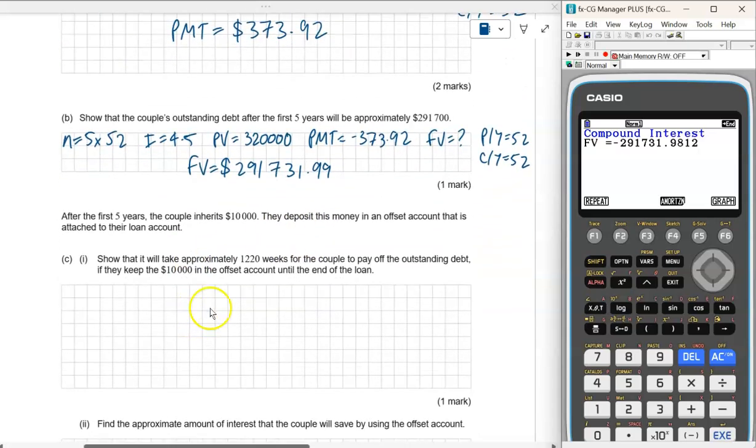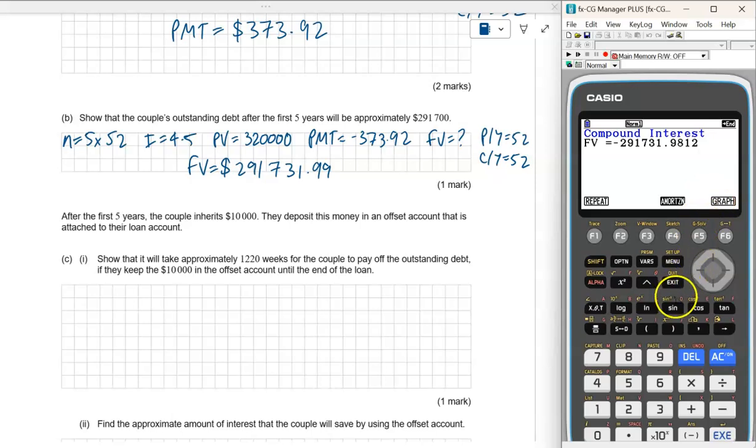Okay, after the first 5 years, the couple inherits $10,000. So they deposit this money into an offset account that is attached to their home loan. So that offsets the amount of interest they have to pay on their loan. Show that it will take approximately 1,220 weeks for the couple to pay off the outstanding debt if they keep the $10,000 in the offset account until the end of the loan.